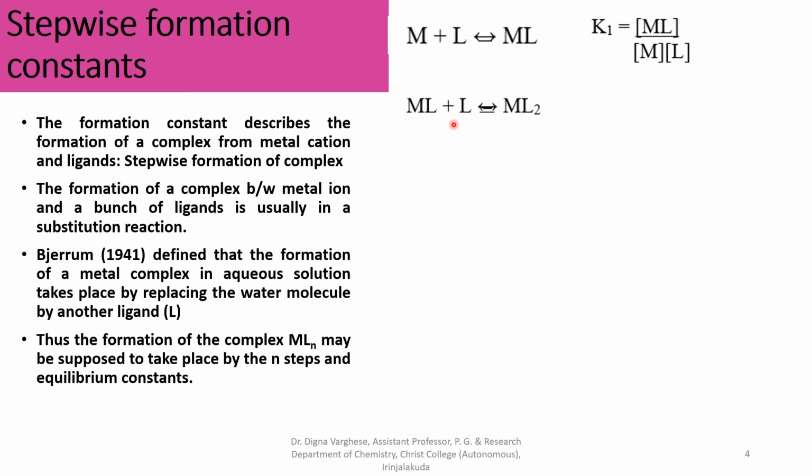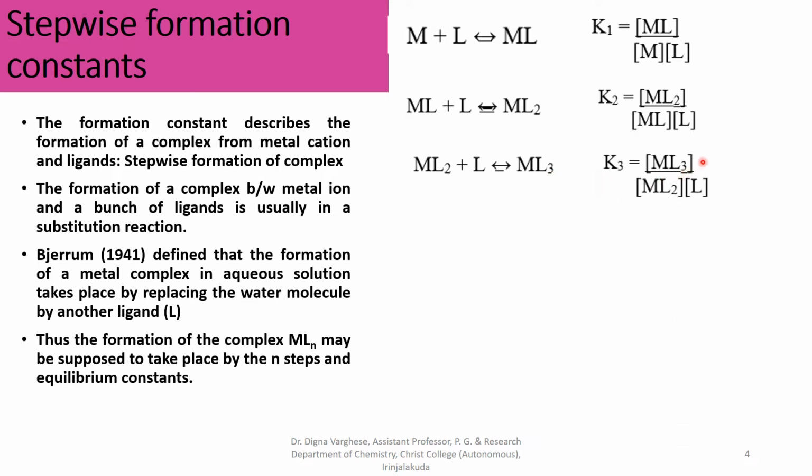ML plus L is in equilibrium with ML2. Here the equilibrium constant is K2. K2 is the concentration of complex ML2 divided by the concentration of complex ML into the concentration of ligand. Here in the first step ML is formed. In the second step, ML reacts with another ligand to form ML2. And the third complex, when this ML2 reacts with another ligand forming ML3, has K3. K3 is the concentration of ML3 divided by ML2 into L.